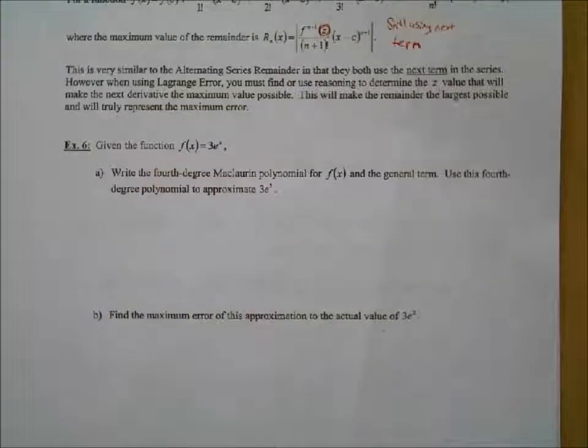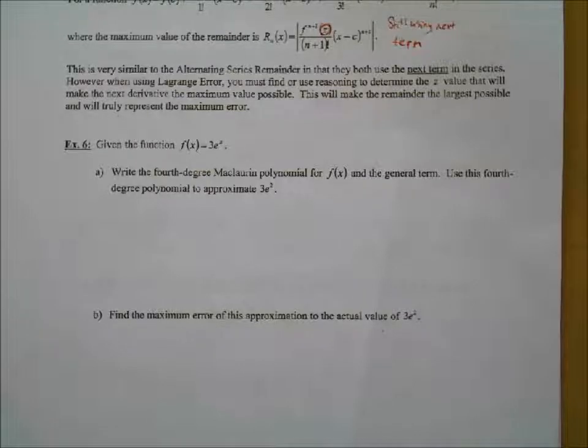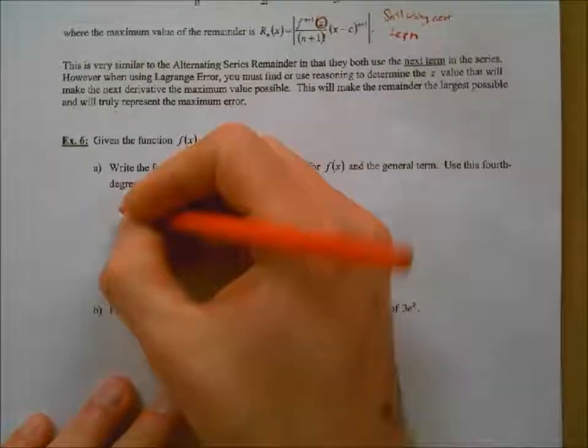Okay, so given the function f of x equals 3e to the x, letter A, write the fourth degree Maclaurin polynomial for f of x and the general term. We're going to use this fourth degree polynomial to approximate 3e squared. This is not new, so go ahead and do that. Find the fourth degree Maclaurin polynomial for f of x being 3e to the x, and also write the general term, and then use that fourth degree polynomial to approximate 3e squared. I'll go ahead and do this here too.